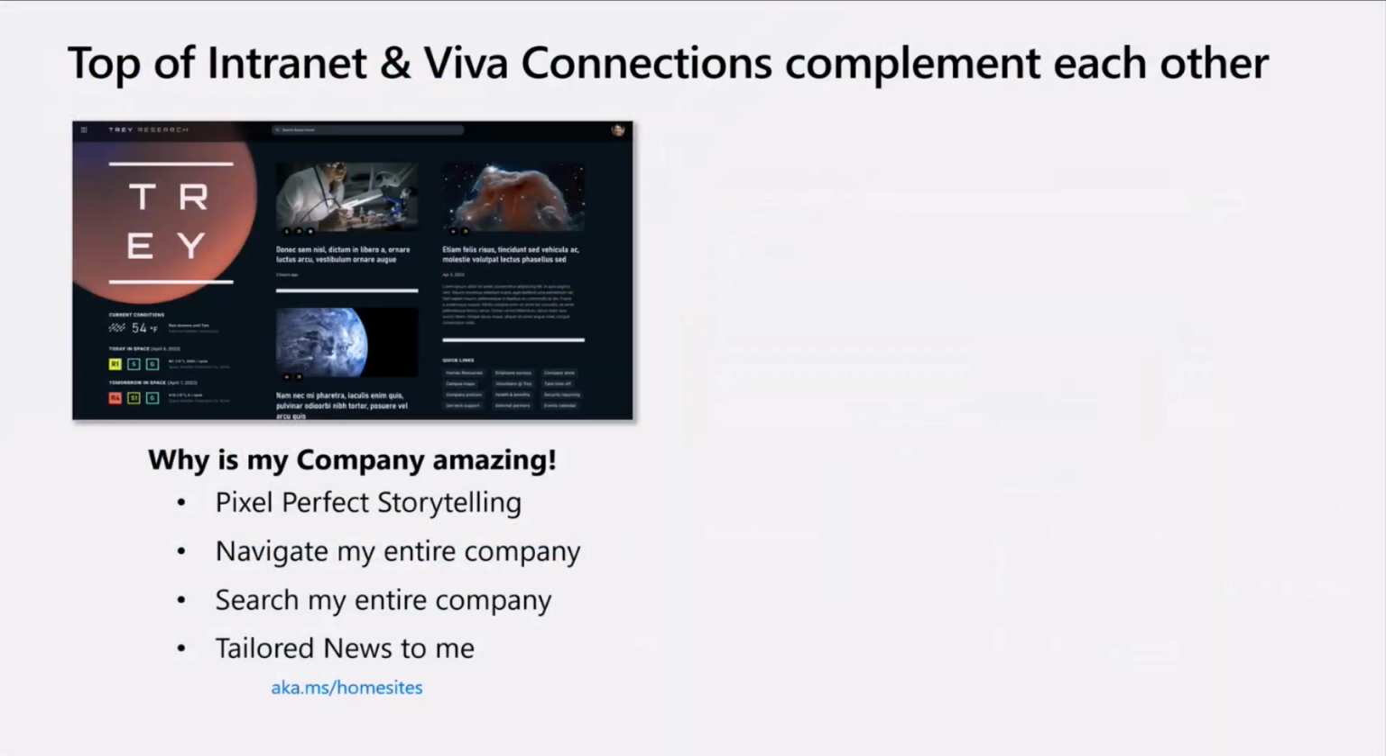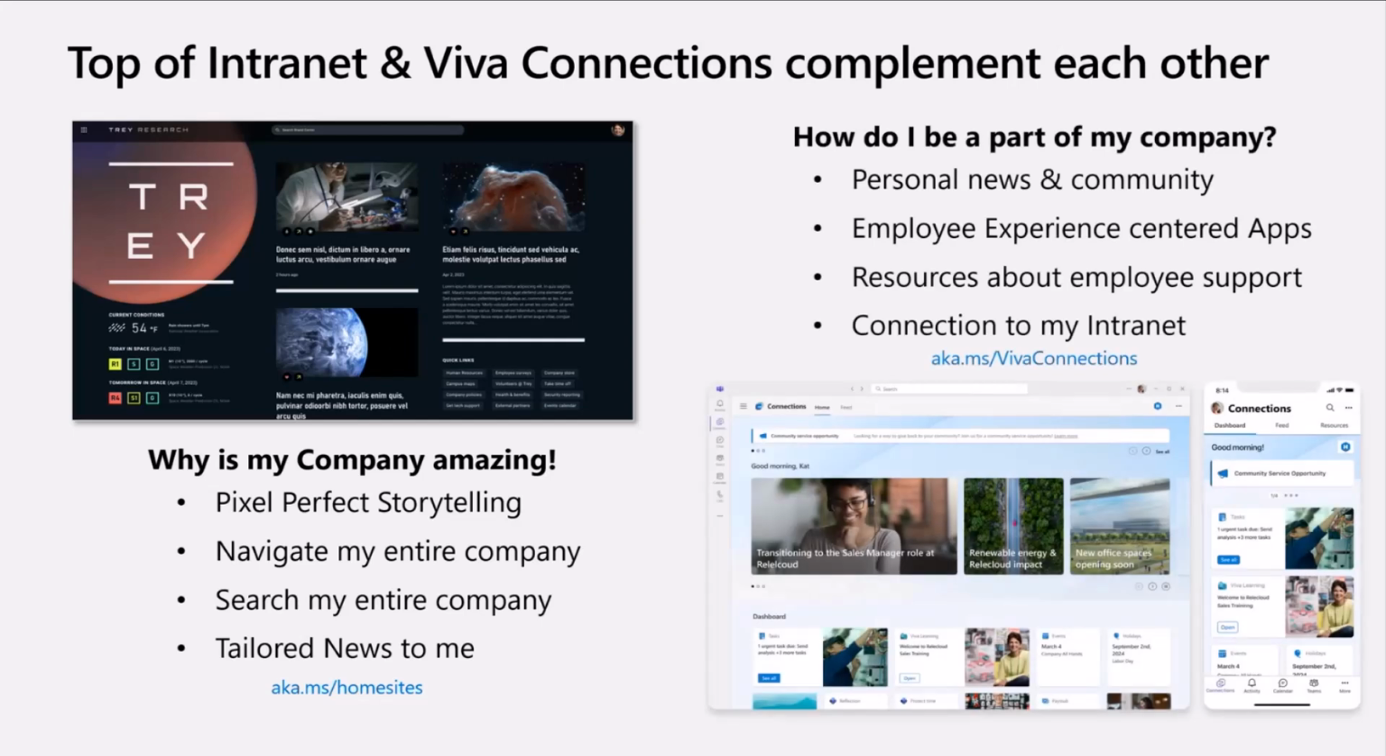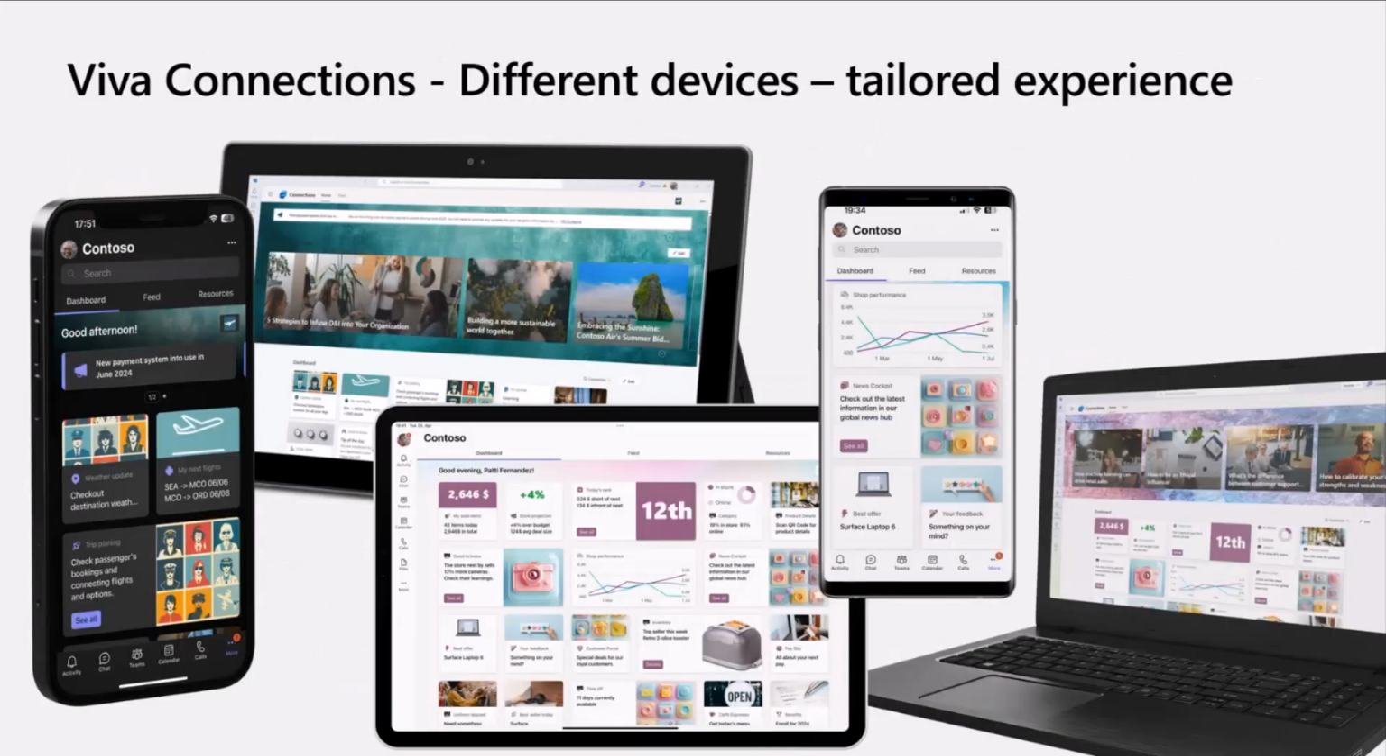Now, quick positioning. We always try to recap on this one because we're like, wait a minute. We have SharePoint. Yes, SharePoint is your top intranet. That's the cool custom intranet, which is pixel-perfect storytelling, and that's the company brand, what the company is all about. Navigate my entire company. And again, Viva Connections is how I'm part of that company. How can I access my personal news and relevant information within the company which is relevant for my role and my responsibilities? So my employee experiences, my applications, my resources, and of course that connects directly to the intranet as well. All of this can be branded based on the company settings and branding. A lot of opportunities in here as well.